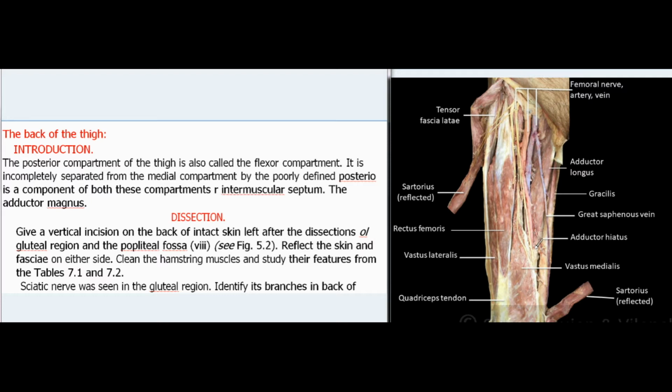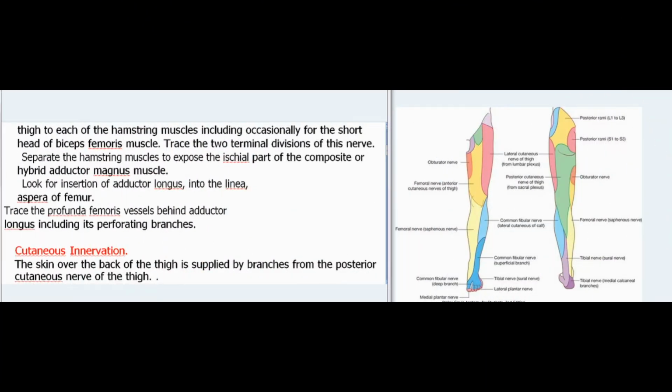The sciatic nerve was seen in the gluteal region. Identify its branches in the back of the thigh to each of the hamstring muscles, including occasionally the short head of the biceps femoris muscle. Trace the two terminal divisions of this nerve.